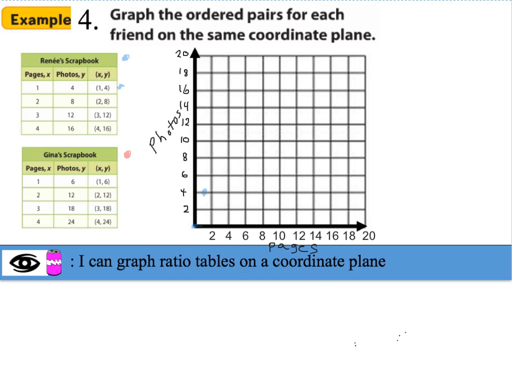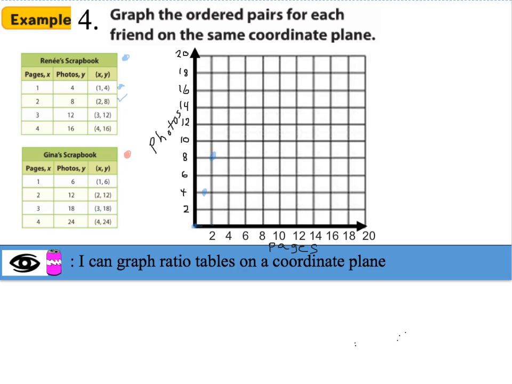So 2, 8, I'm going to start at 0, 0 on my x-axis and jump over 2 spots. So number 2 is this first line here. I'm going to go up to 8, which is right here. So I just finished graphing the next ordered pair. The next ordered pair would be 3, 12. So I'll start at 0, 0, go to 3 on my x-axis.